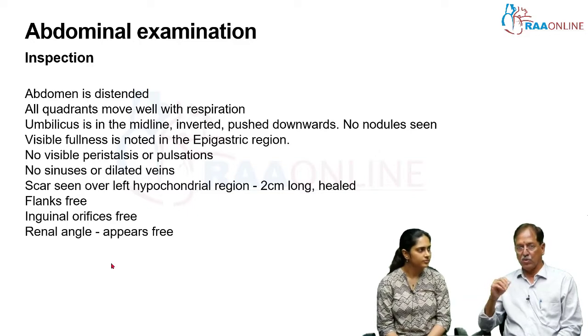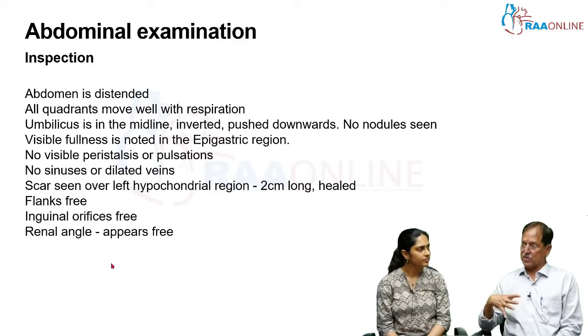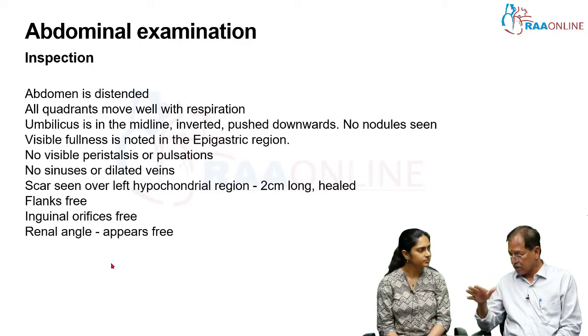With peristalsis, you will see it mostly in a subacute form of obstruction. Acute obstruction will have severe abdominal distension, followed by colicky pain and vomiting. But when you see peristalsis, it is a sort of subacute obstruction. Very rarely you can see colonic peristalsis.